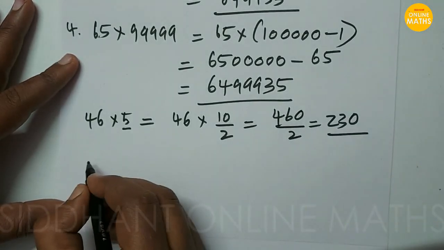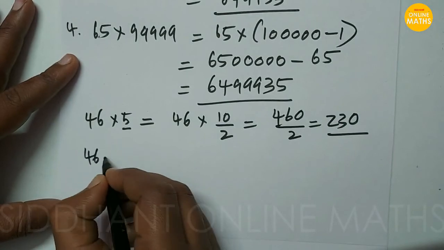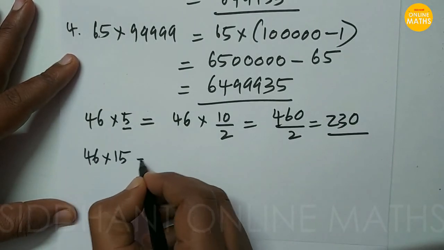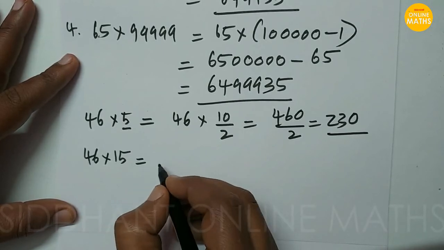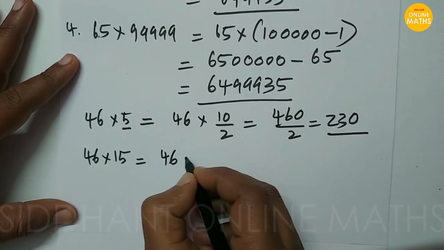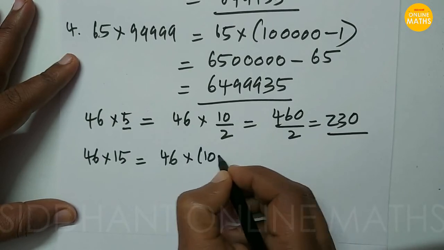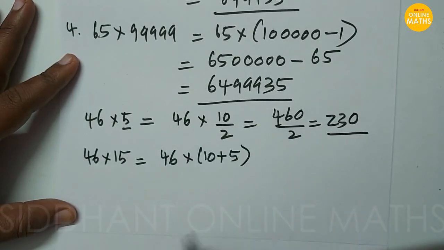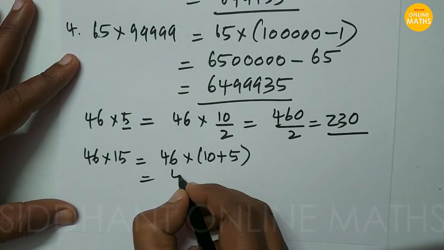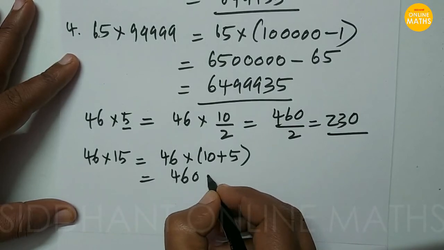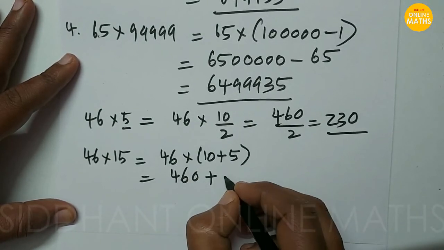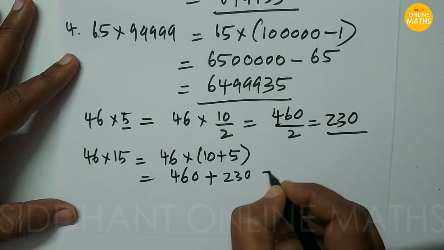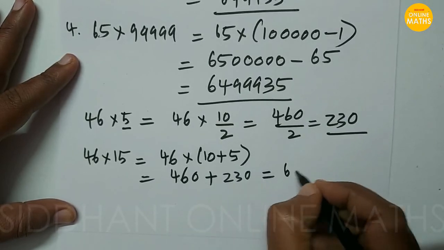So in the same way 15 you take like 46 into 15. So 15 can be written as 10 plus 5. So here 46 into 10 plus 5, and you see that 46 into 10 you get 460. After that plus 46 into 5 you will get 230, and you see after addition you will get 690.